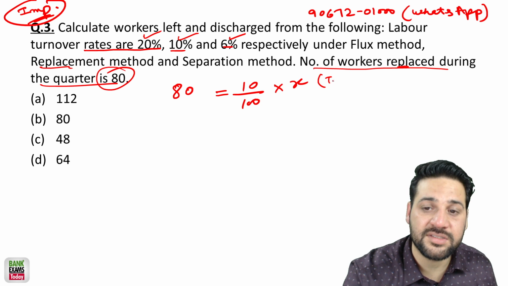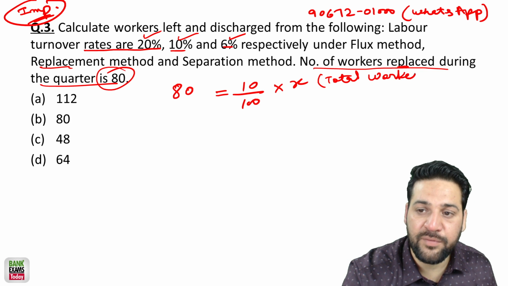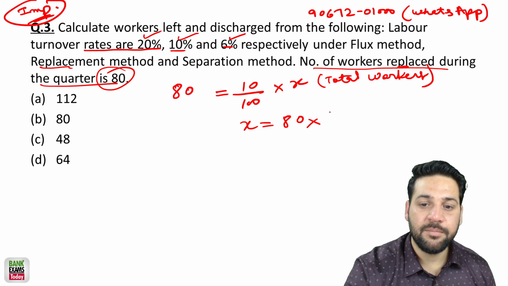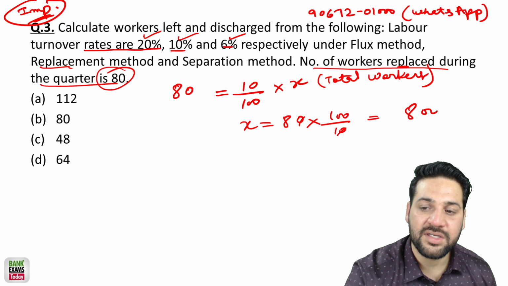It is 80. So 80 is 10% of total workers. X is the total workers. X means total number of workers. So if you want to find out the total number of workers, X is equal to 80 multiplied by 100 divided by 10. So it is 800. Total number of workers is 800.